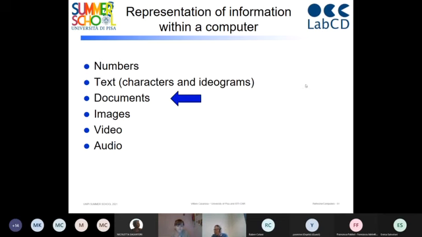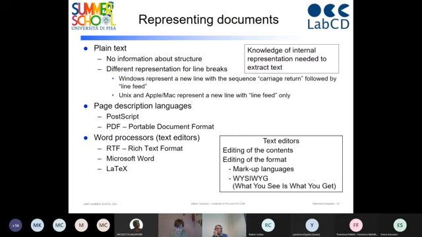So the documents, once you have the text, you can arrange the text in many different documents, in many different ways, so to speak. The most simple ones, using the Windows notation, are the TXT files, in which the text is really a string of characters. And the only information about the format is the carriage return, meaning when you want to move to a new line.